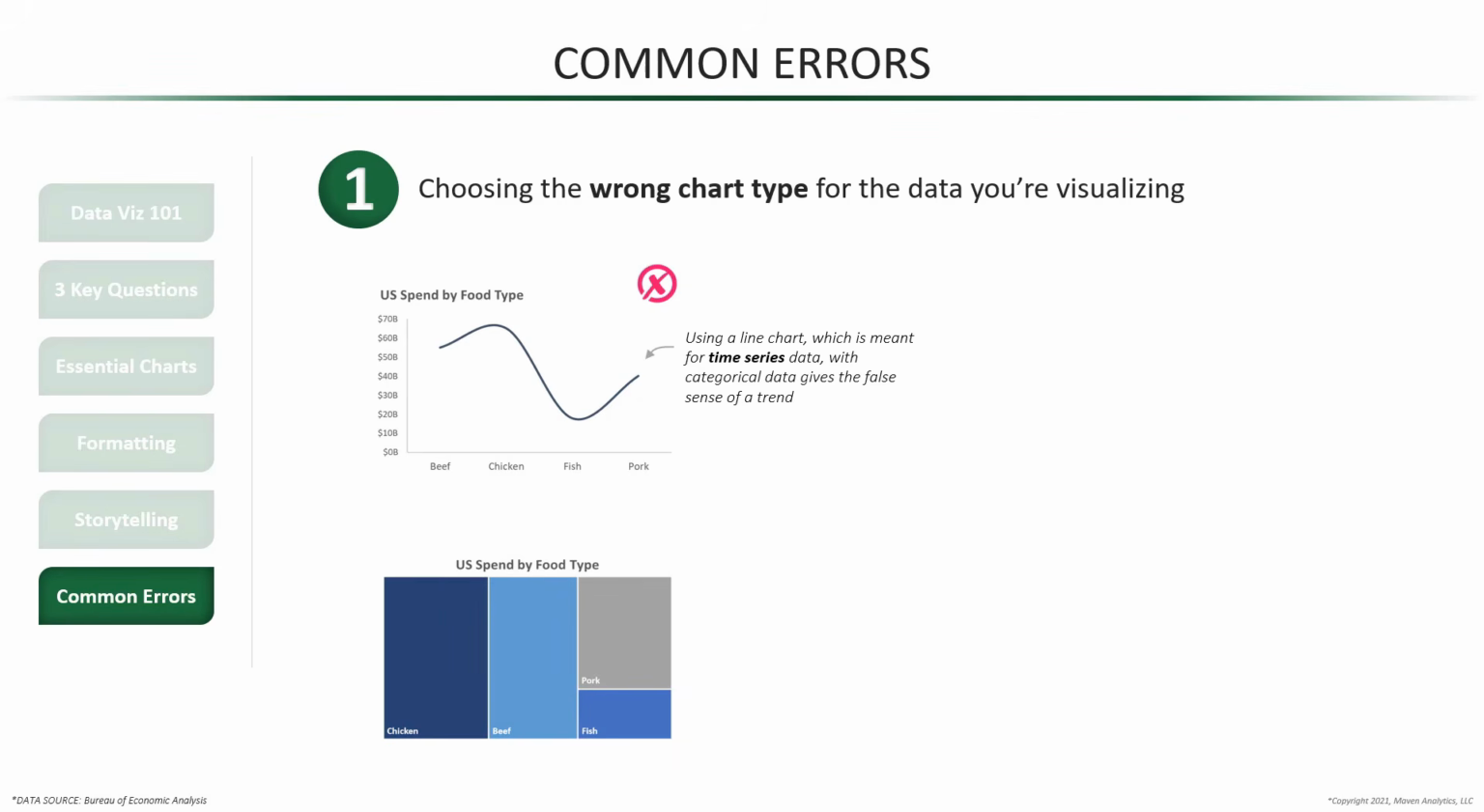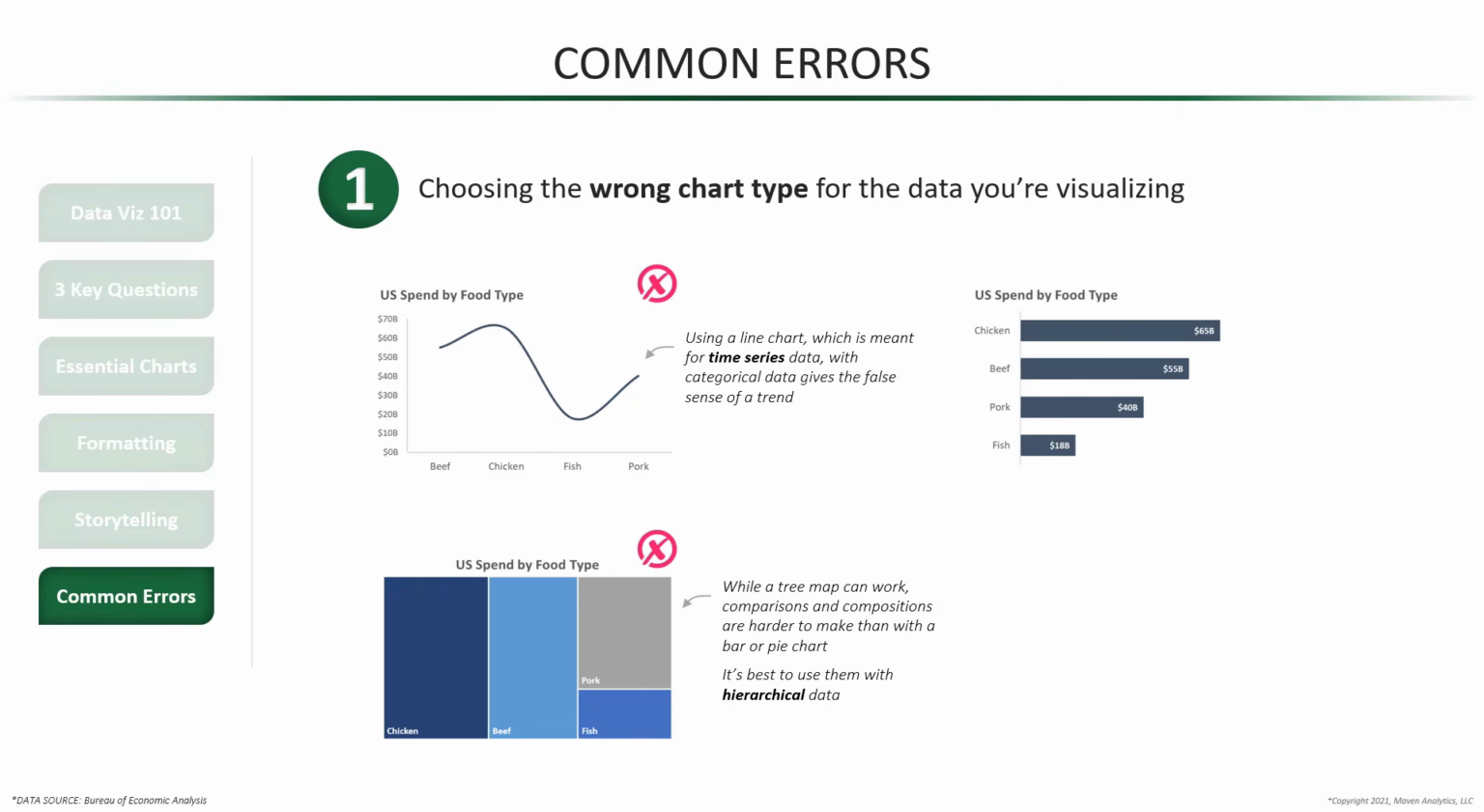Now, this is a bit trickier, especially since it's something that people do so commonly, but the reality is that while a tree map can work here, both comparisons and compositions are harder to make than with a bar or a pie chart. So generally, I'd say try to stick to using tree maps with hierarchical data only. Alright, so what about a bar chart to compare US spend by food type? Well, now we're talking. Bar charts are great for showing comparison with categorical data.